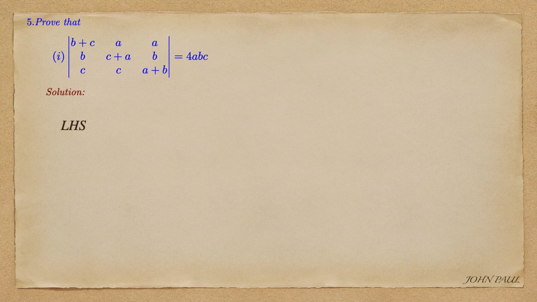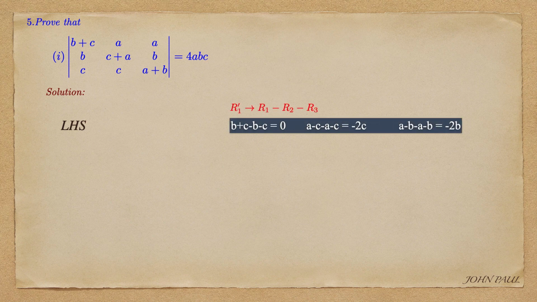Fifth problem, we have to prove that the determinant is equal to 4abc. Solution: we'll take the left hand side and use the row operation R1 minus R2 minus R3. We get 0, minus 2c, minus 2b.